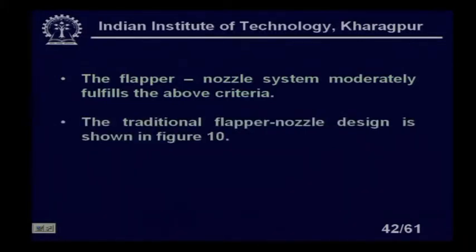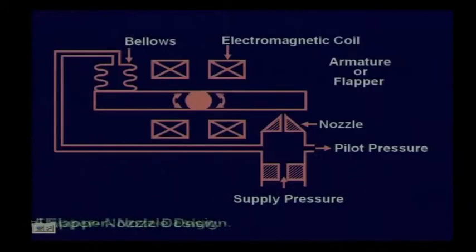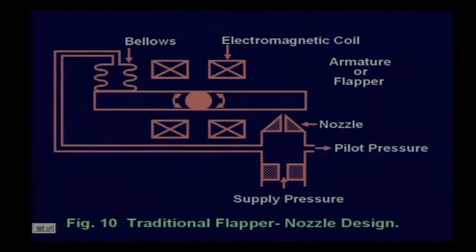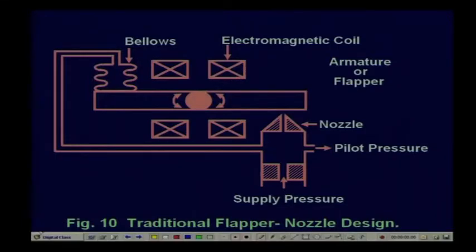Now, the traditional flapper nozzle system is shown in figure 10, you see here. So, this is a traditional flapper nozzle system, you see the current is coming to the electromagnetic coil here, okay. Current is coming here, right. So, there is a bellows, you see, what will happen, if that pressure comes down, this will increase the pilot pressure here or back pressure, okay.